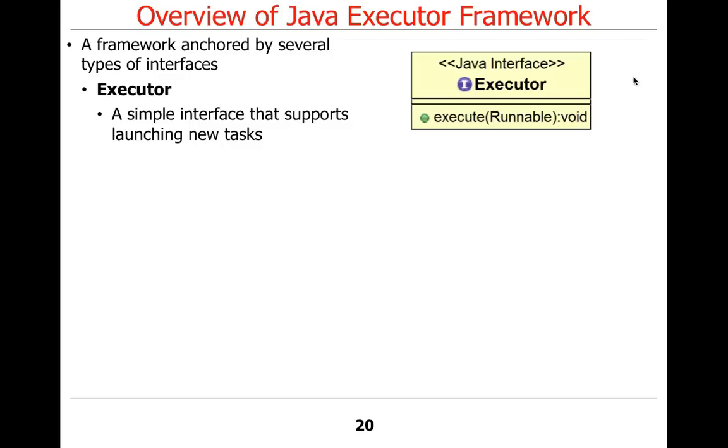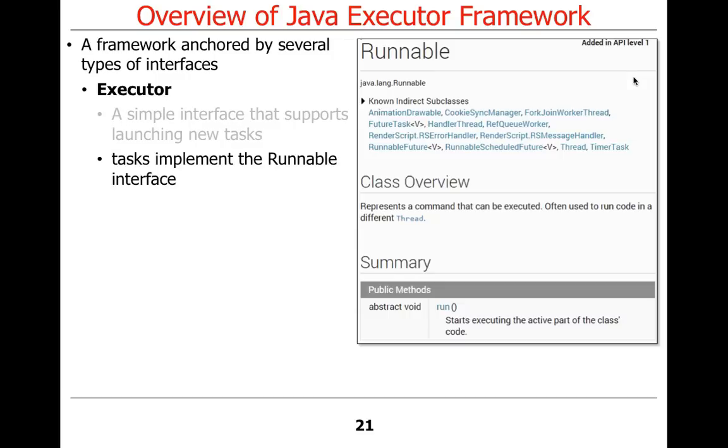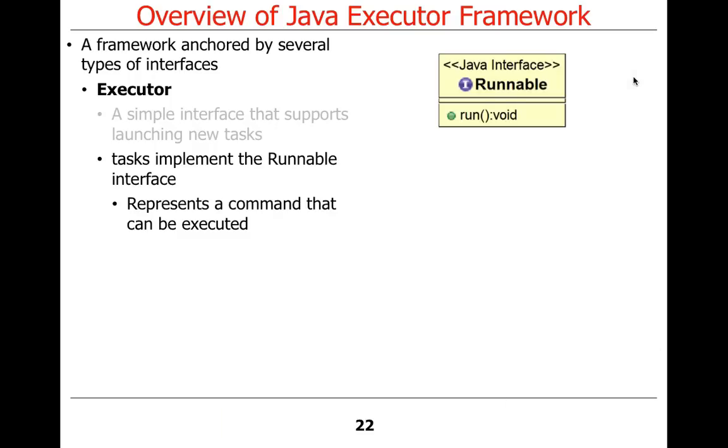If the executor interface is pretty simple, it's got one method, the runnable interface is even simpler. It's got one method called run. That's all it does. It just does a run. And tasks implement the runnable interface, and they basically implement a command, or they represent a command that can be executed. Now, how have we seen runnables used thus far?